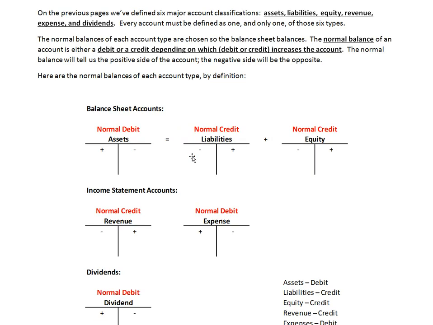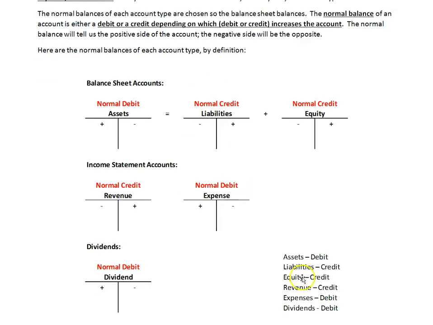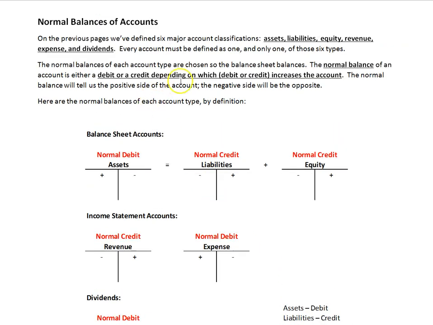Alright, this page is the most important page of the chapter. If everything else I said goes over your head, make sure we get these 6 definitions down, the normal balances. On the previous pages we defined the 6 different types of accounts: assets, liabilities, equity, revenue, expenses, and dividends. Every account must be defined as one and only one of those 6 types. So every account is going to fit into one of those 6 definitions.